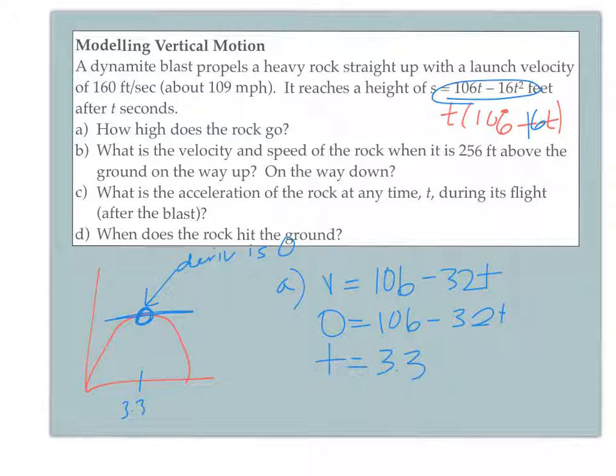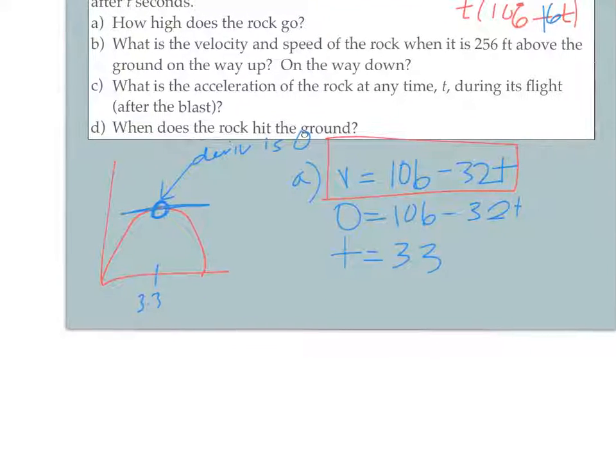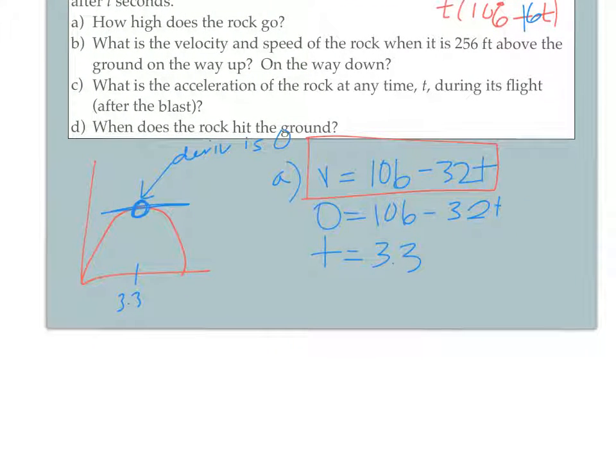Now, part B says, what is the velocity and speed of the rock when it is 256 feet above the ground on the way up and on the way down? So we have the velocity formula, velocity is 106 minus 32t. But we don't know the time. That's not given to us in the problem. It just tells us that it's 256 feet. So what do we have to do? We have to figure out what the time is.